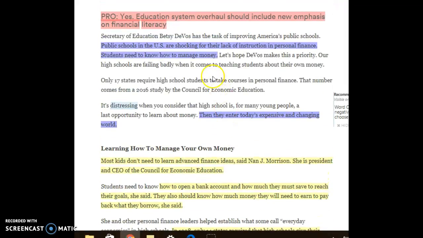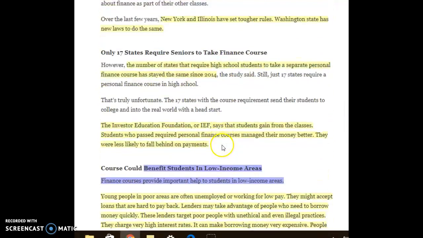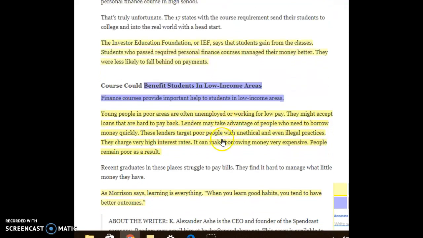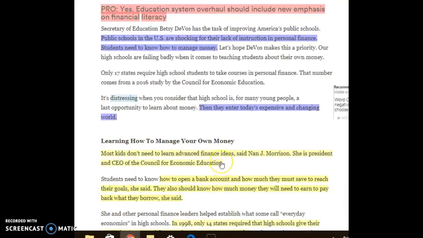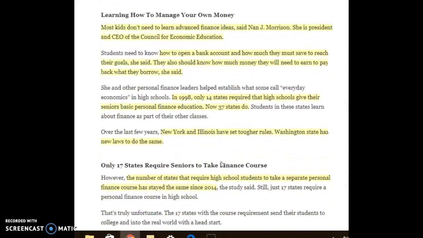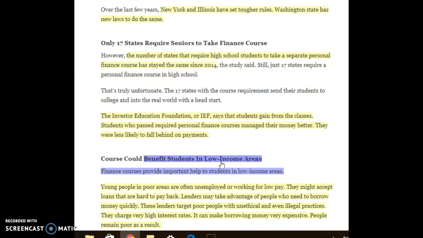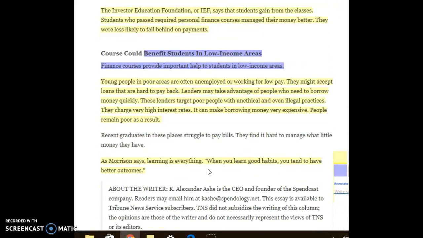Her second reason is a little more specific. She talks about how specifically this education would benefit students in low-income areas. Because of their circumstances, this education would be even more valuable to them, and maybe even, as a result, break that cycle of living in poverty. So, one claim, two specific reasons, and as we look at our highlights, a lot of supporting details to back up those reasons.